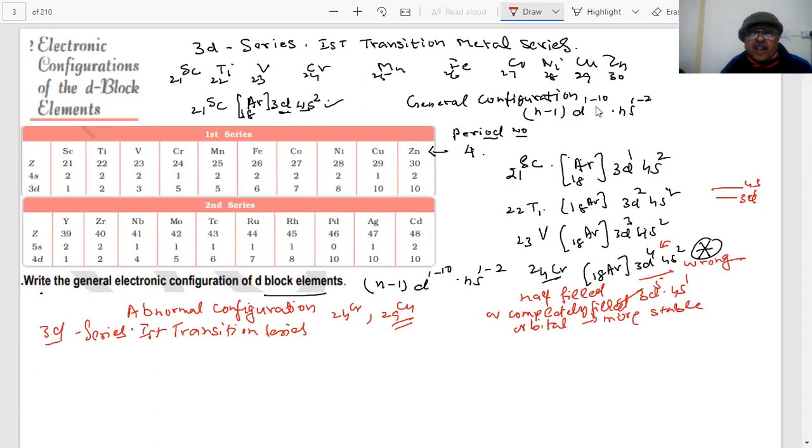I hope you have noted that. In case of copper also, what will be the configuration, students? What will be the configuration of copper? 18 argon, and it will become 3d10 4s1. It should be 3d9 4s2, but it takes this configuration because by this the d becomes completely filled. See, 3d10 is completely filled. So these are the abnormal or exceptional cases, students. Exceptions will be there in the configurations.